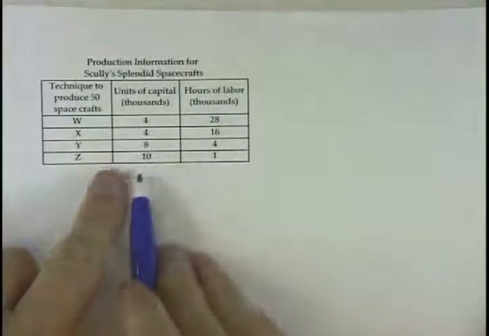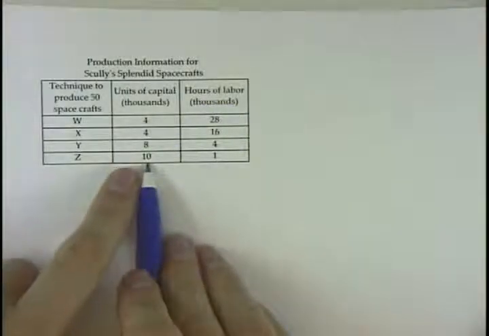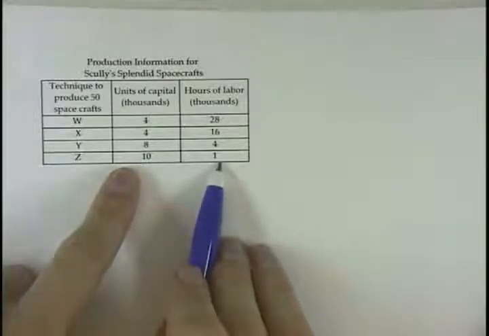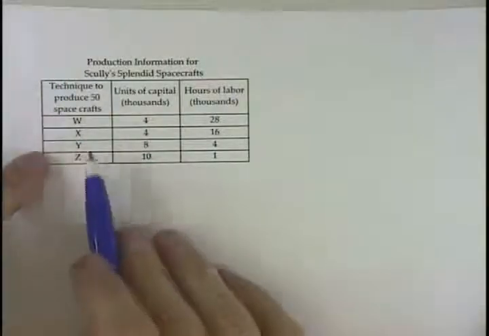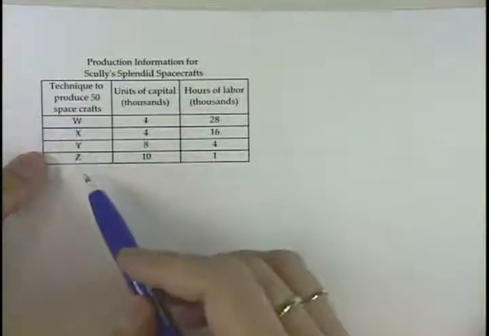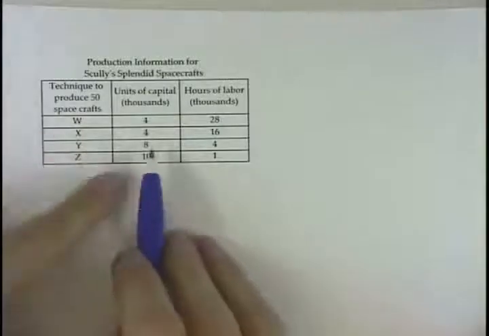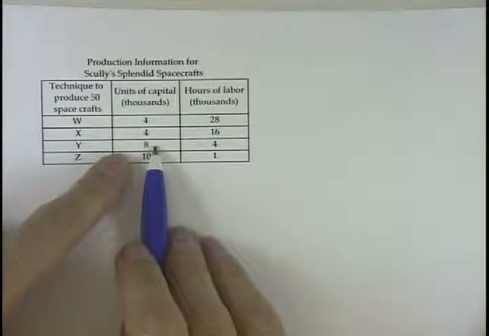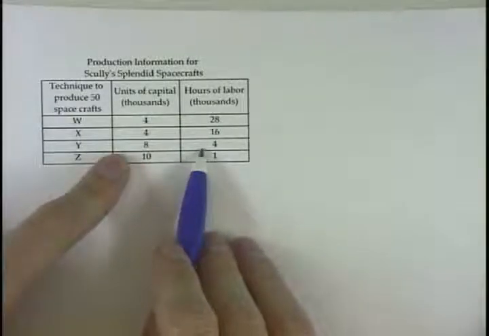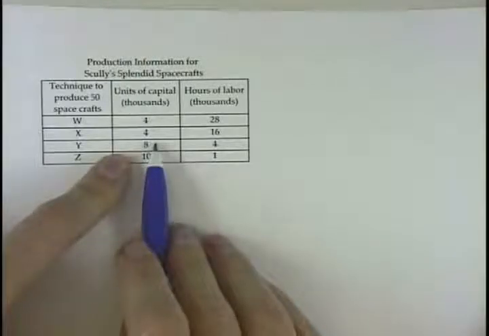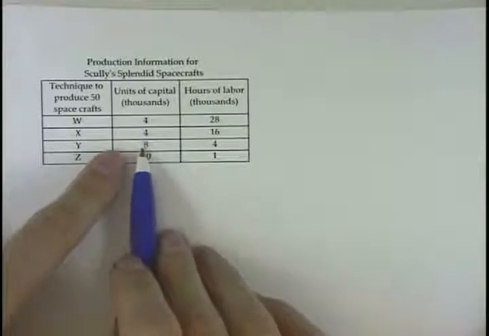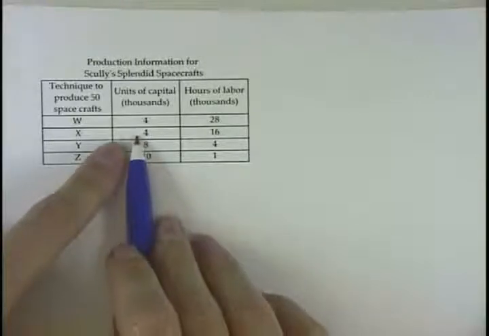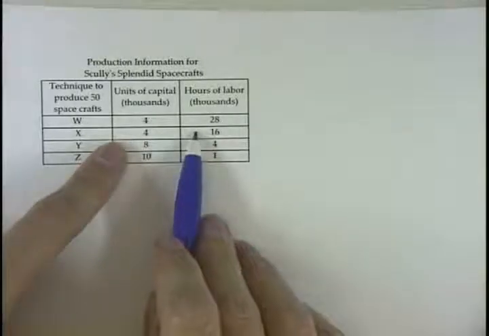Let's start with the bottom here. If we have 10 units of capital, we're using 1 unit of labor. Another option we would have to produce things, these are different methods that we could use, we could go to Y and say, I'm going to use less capital, but I'm going to use more labor. That's fine. That's good. If I'm losing some, I can gain some of the other. So if I'm going from Y to X, I'm losing capital. I'm using less capital, but I'm using more labor.